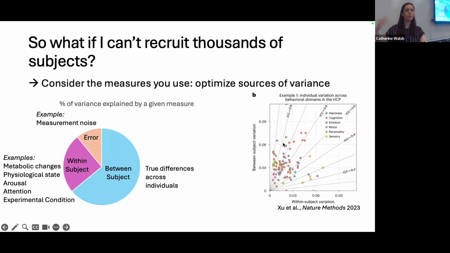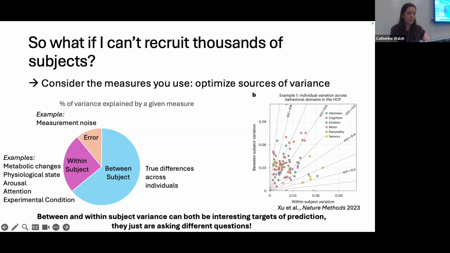So if I ask you to do this task over and over, I'm going to get similar scores, but I'm still going to be very different from someone else, versus these measures more on the bottom right, which have a lot of within subject variance, but not a lot of between subject variance. So as a whole, we're all going to look pretty similar, but I might be really different day to day from myself. And so the one thing that I want to highlight about between versus within subject variance is that these can both be interesting targets of prediction, but they're just asking different questions.